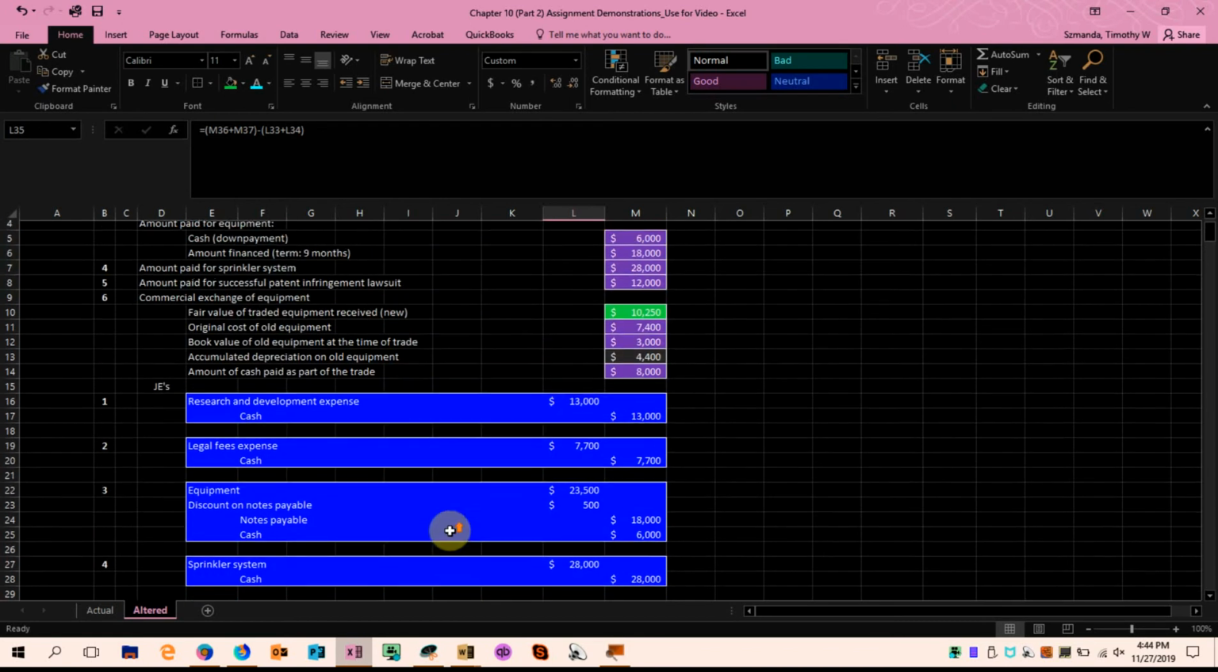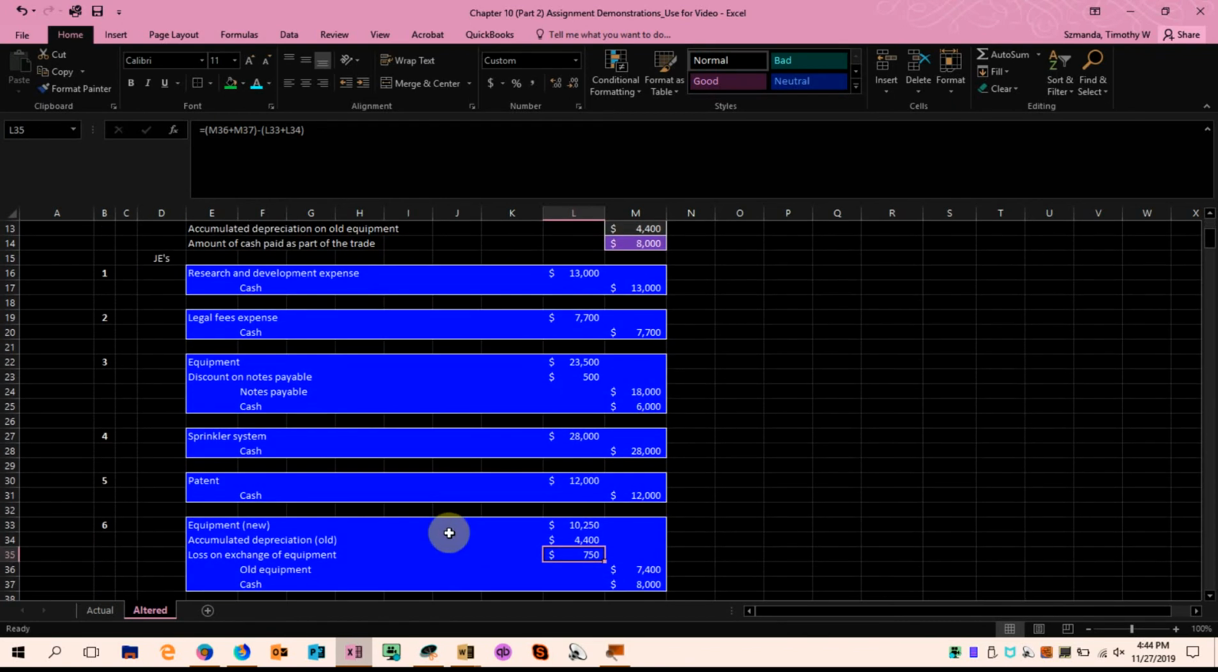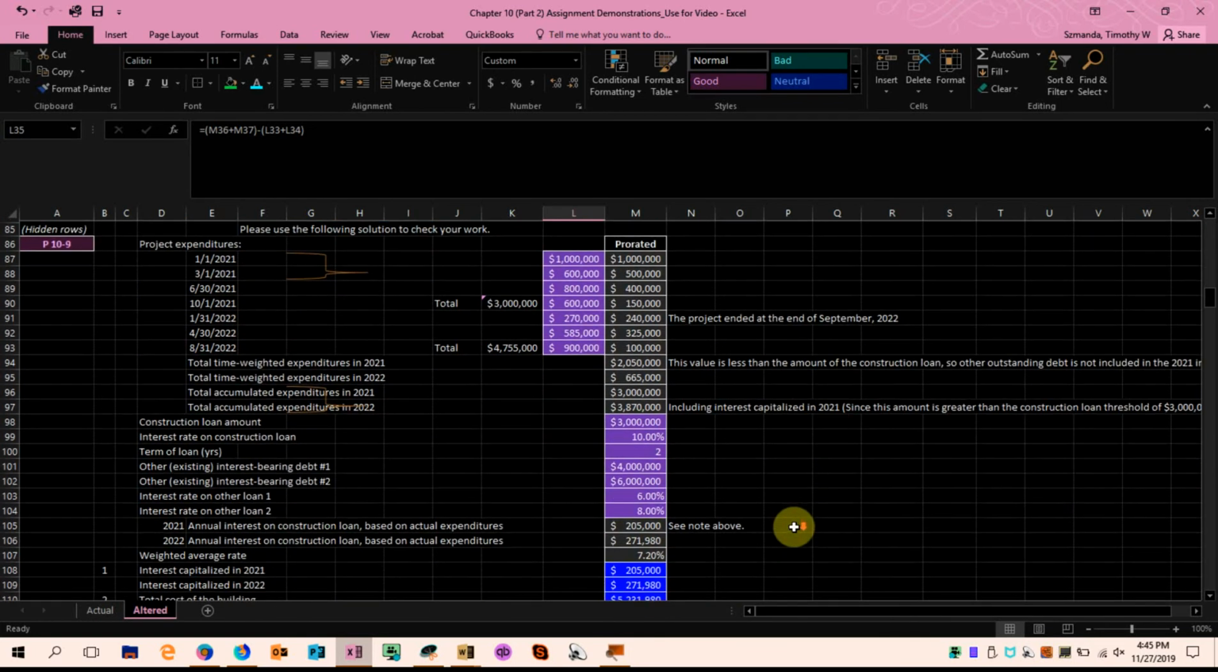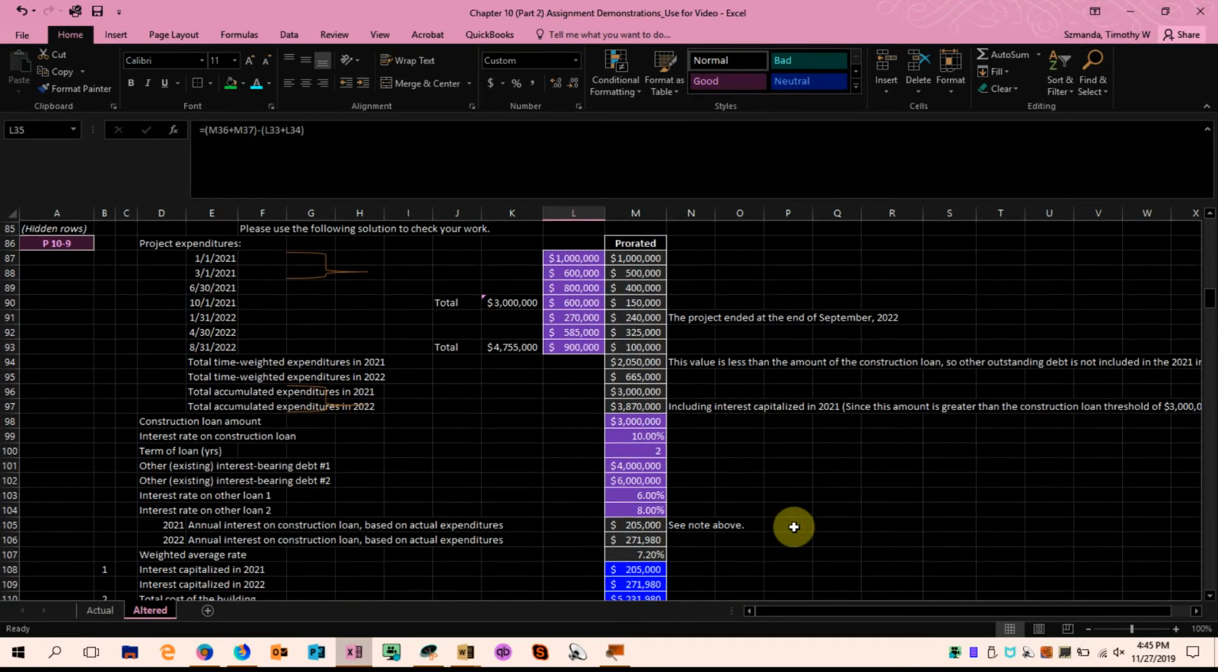So again, nothing earth-shattering in these 6 transactions, but a couple of other problems, especially when you look at number 6. We have an exchange of commercial assets, and this transaction has commercial substance. And just as a reminder, commercial substance means that as a result of the transaction, the cash flows have been changed for the company.